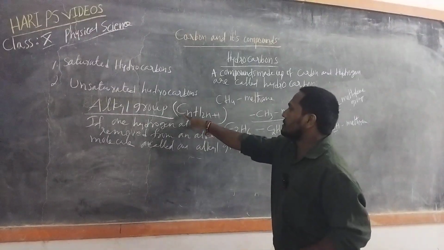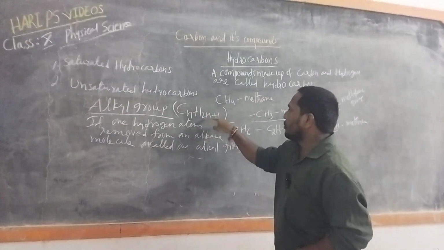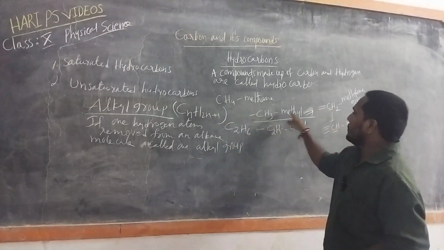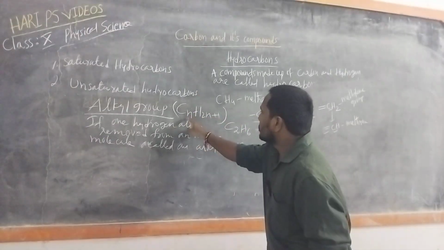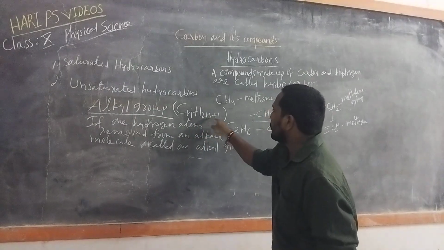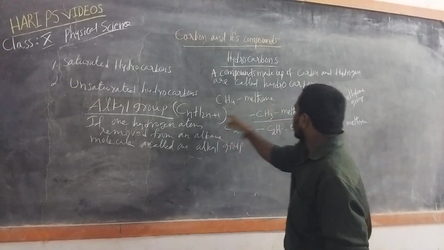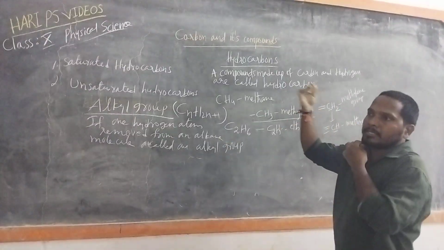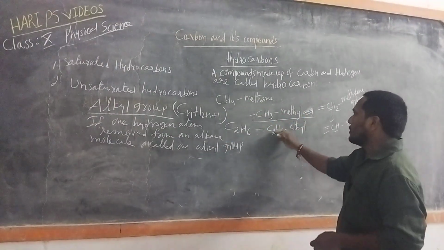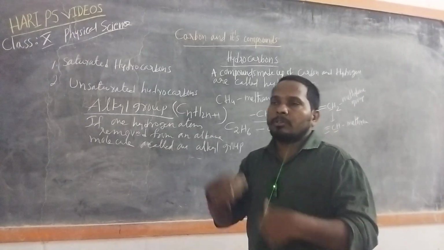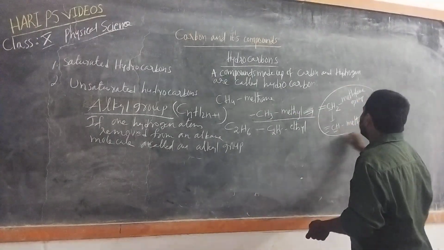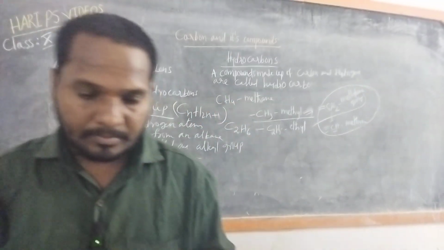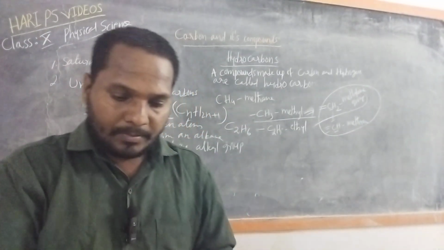If n is equal to 1, 2 plus 1 is 3, CH3, methyl. If n is equal to 2, 4 plus 1 is 5, C2H5, ethyl. If it is 3, propyl. If it is 4, butyl. Like that we need to write. You will understand more about the methylene group in higher studies.